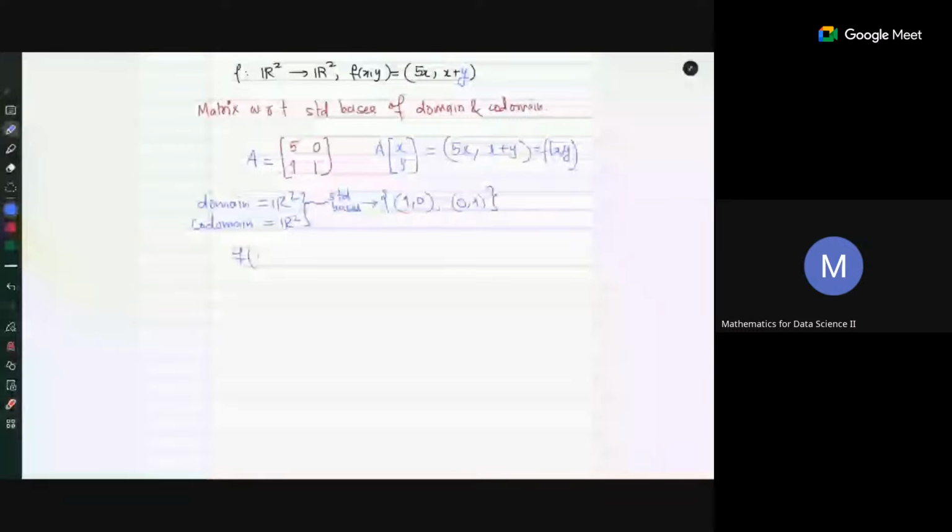f of 1, 0. Excuse me, sir. Your screen is not clear, sir. Oh, it's not clear? Yes, sir. It's very blurry.